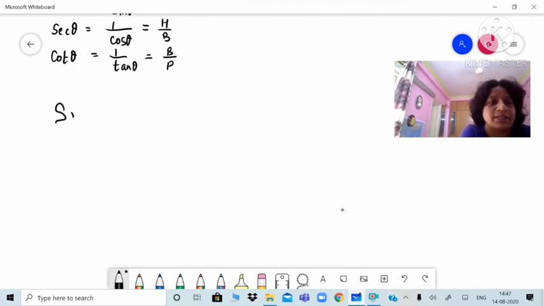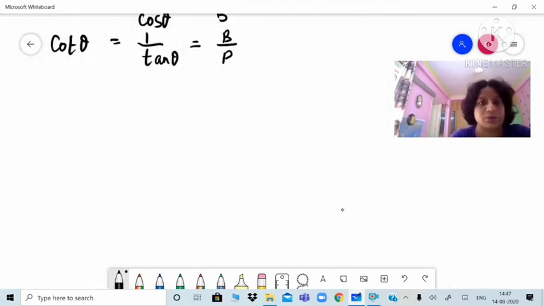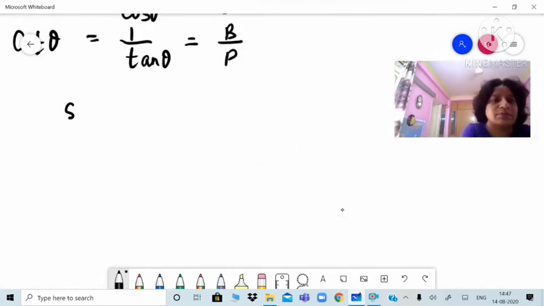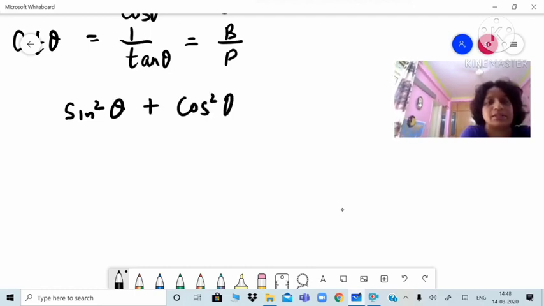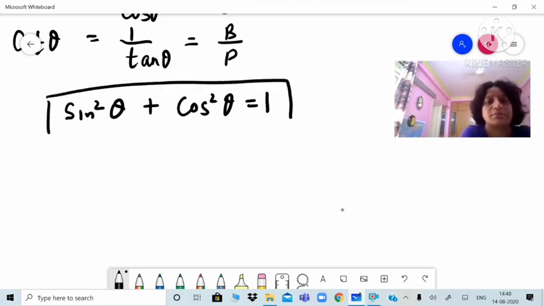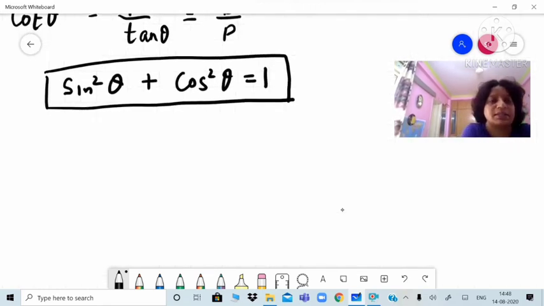So first identity is sine square theta plus cos square theta is equal to 1. So I will tell you how to make the other identities also. So first identity with you is sine square theta plus cos square theta is equal to 1. You just remember one identity and we will make the rest of the identities from this only. So if this is your first identity, now let's make the second one.